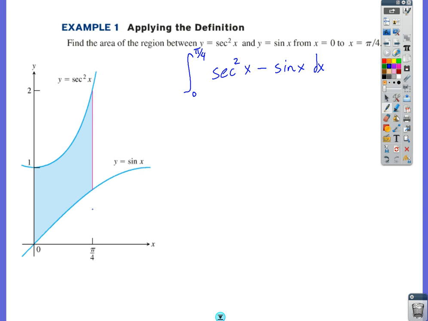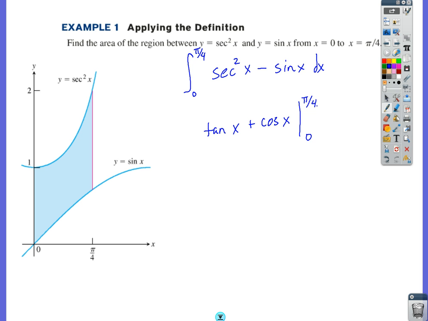So do I have something that can do that? Well, let's think about this. That can be my antiderivative. What function, when I take the derivative, gives me secant squared? Oh, tangent x. What function gives me the derivative of negative sine x? Oh, cosine x. Evaluated from 0 to pi over 4.